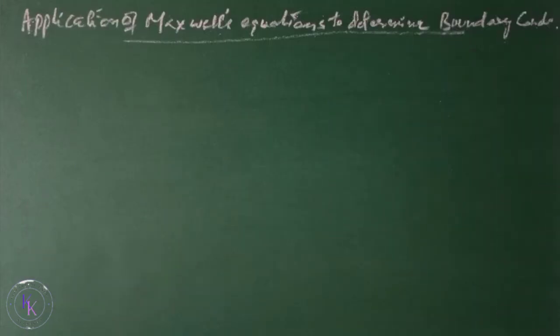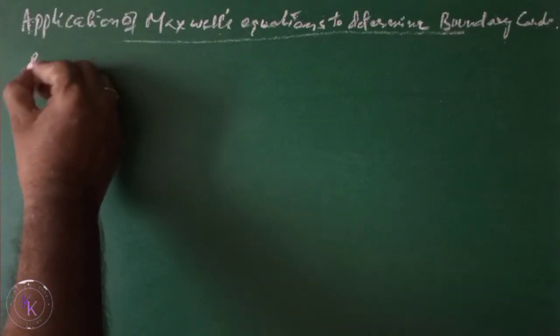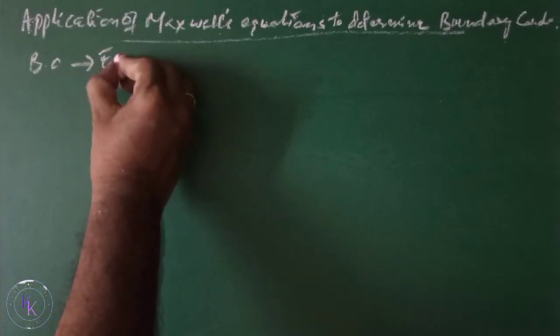Now, application of Maxwell's equations to determine the boundary conditions. So we have already found out the boundary conditions of electric and magnetic fields, but by using Maxwell's equations, we will find the boundary conditions very easily. Now, let us find out the boundary conditions for electric field.